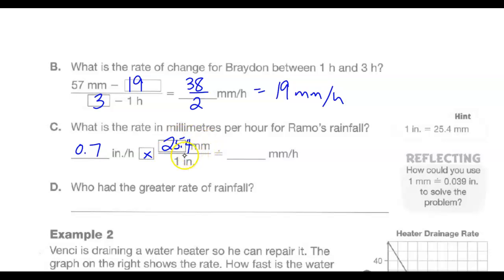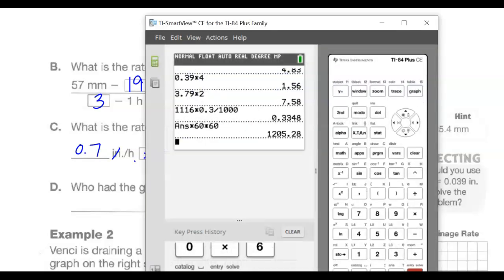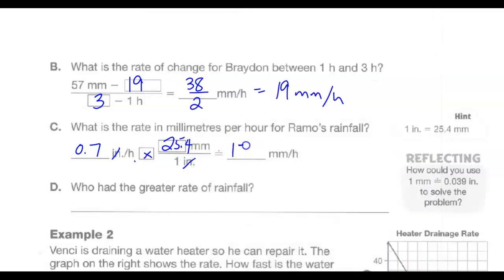So we're not changing the rate at all. It's just changing to a different unit, right? So now the inches divide out, and so we'll get millimeters per hour. And so we need to multiply 0.7 by 25.4. That gives 17.78.